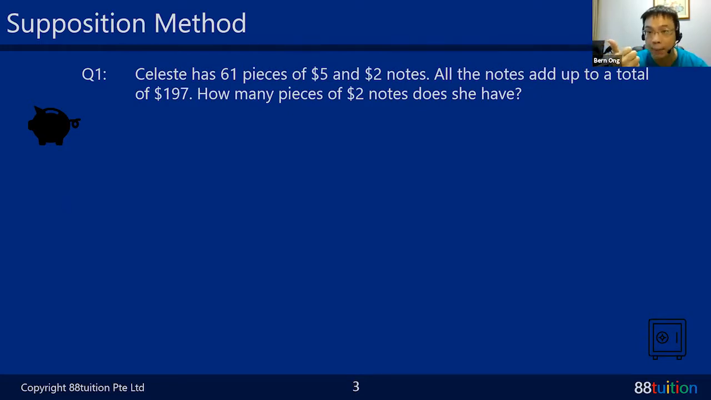Not only that, the second piece of information is something related to the first. If they give you total vehicles, they will give you total wheels. If they give you total animals, they will give you total legs. If they give you total number of notes, they'll give you total amount. So two totals are given to you for guess and check or supposition.